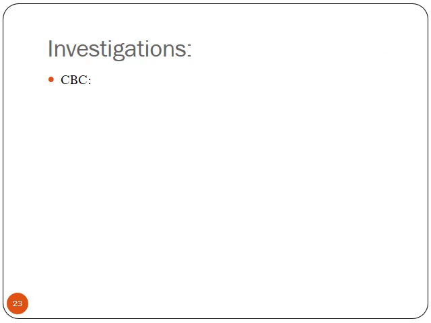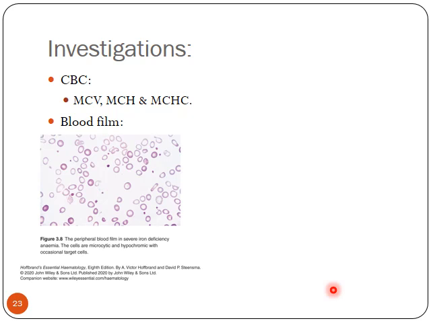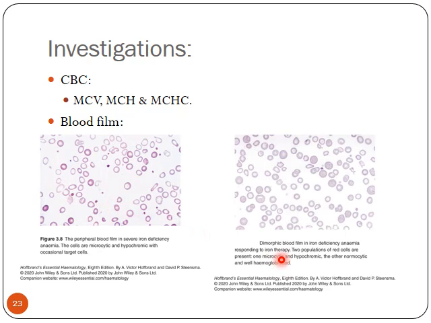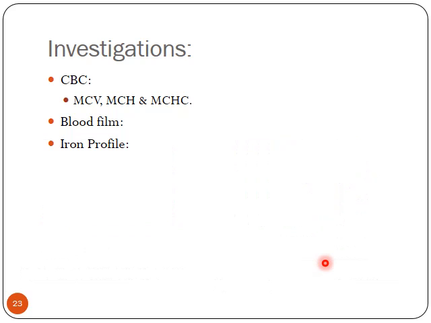What are the investigations to be done? Of course, CBC, it will be showing microcytic hypochromic anemia. A blood film will be showing us microcytic and hypochromic cells, with occasional target cells, devoid of the pigmentation. Here, this is the dimorphic blood film showing a patient with iron deficiency under treatment, where some of the cells have recovered while the others are still microcytic and having the target cell appearance.